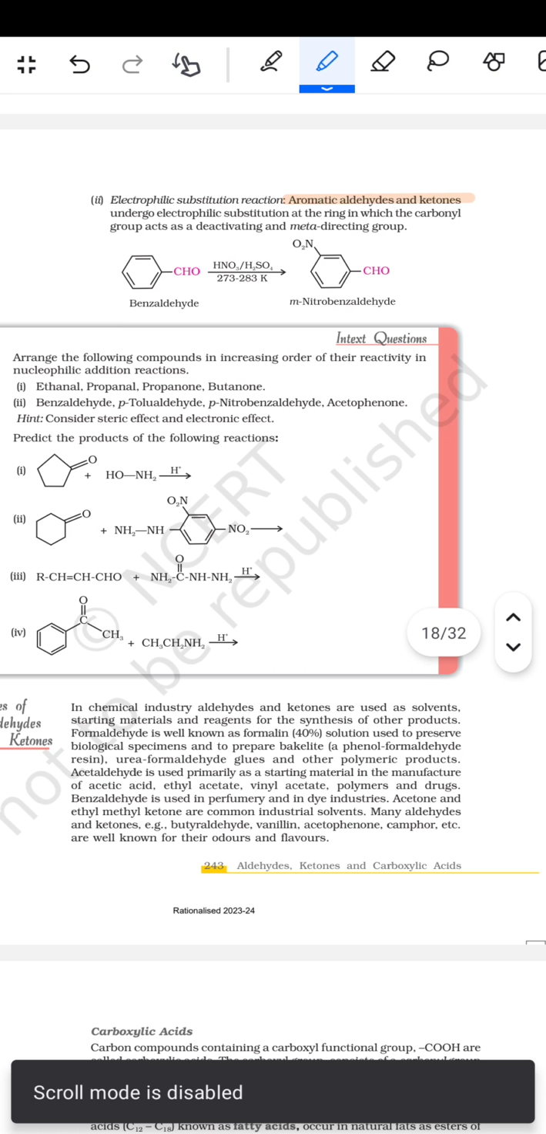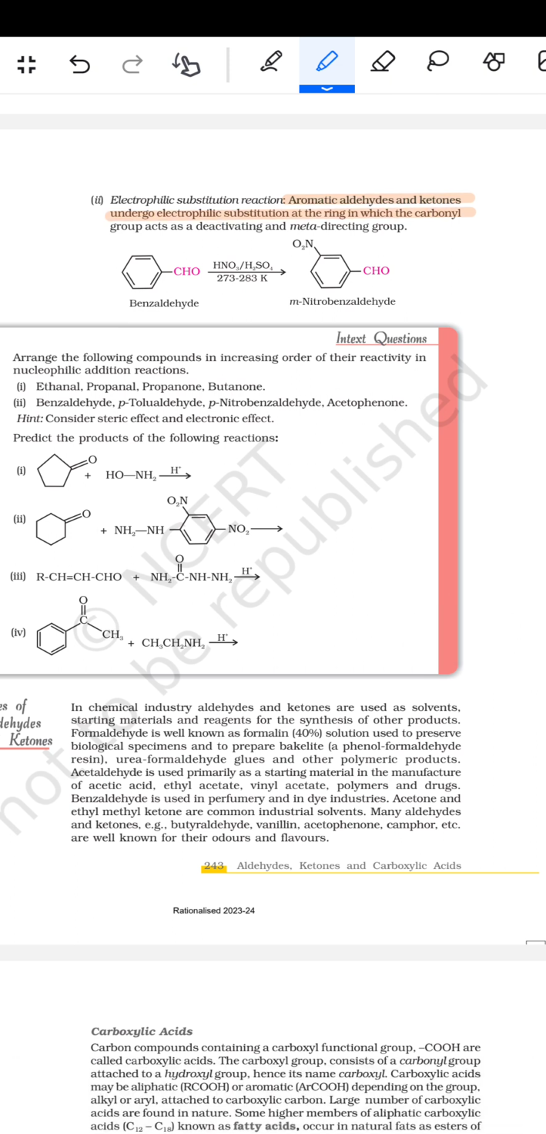Aromatic aldehydes and the ketones undergo electrophilic substitution reaction, in which the carbonyl group acts as a deactivating and meta directing group. For example, here HNO3 at 273 to 283 Kelvin is given to benzaldehyde.